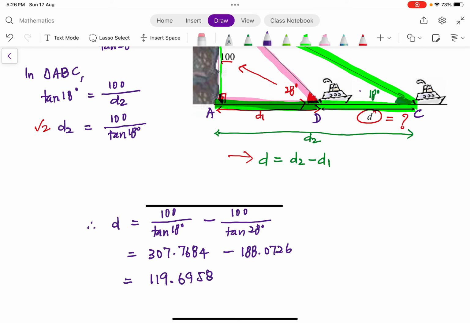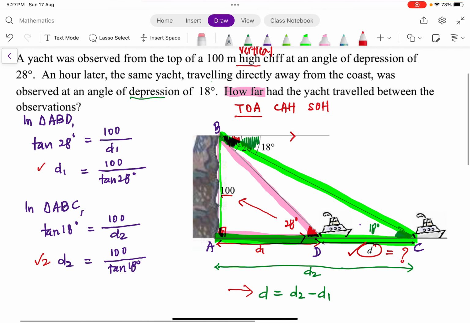This will give us 119.6958. But in the final answer, we will need to round it off to 3 significant figures. So with 3 significant figures, it will be 1, 2, and 3, and the number after is already more than 5, so I need to carry forward 1. Therefore the final answer that we have here is 120 meters. So we are done. We found how far the yacht had traveled.